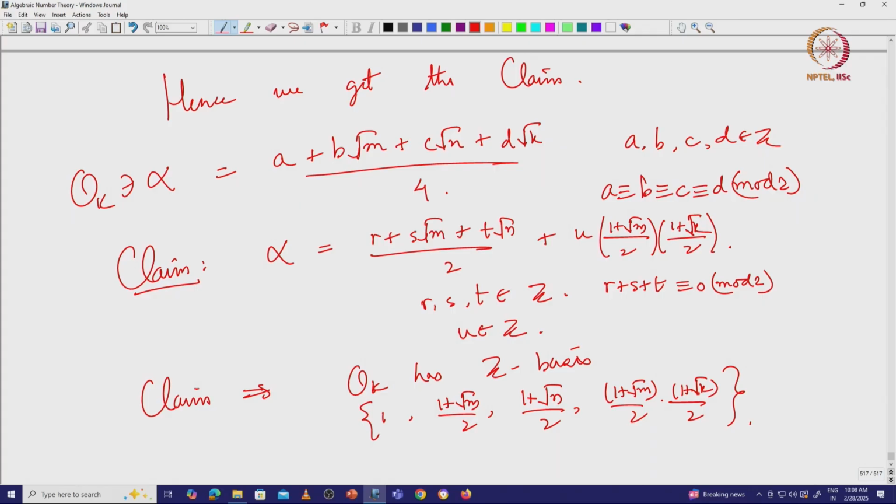So why does the claim give that? Well, you see the last element is already here, u times something. So you just need to notice that (r plus s√m plus t√n)/2 can be written in terms of 1 plus some multiple of (1+√m)/2 and some multiple of (1+√n)/2.